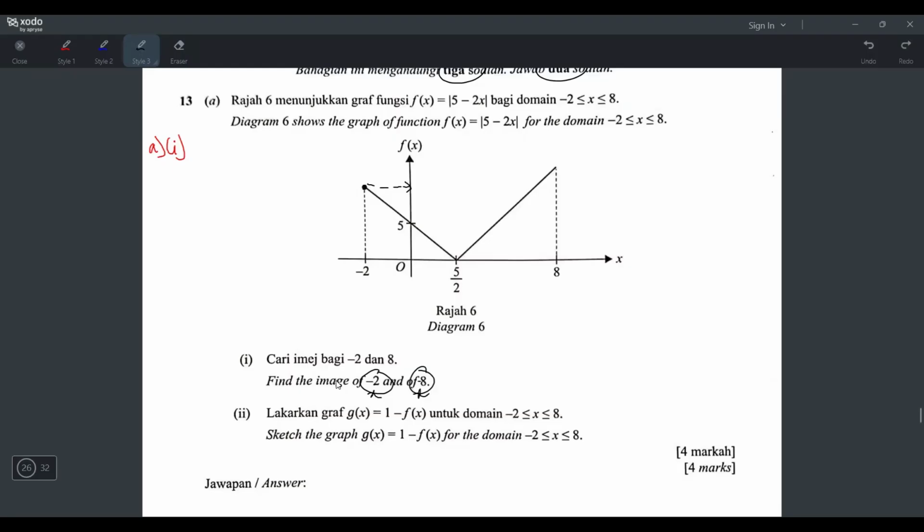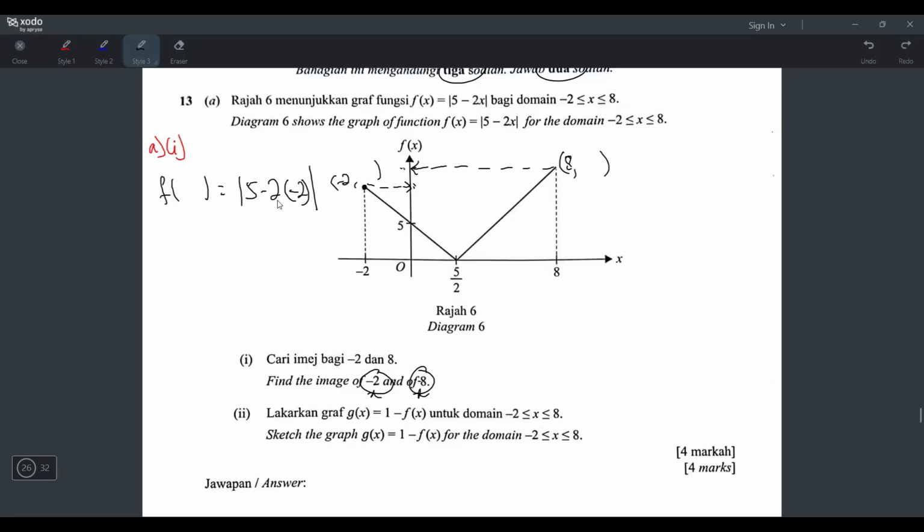And when you are finding image of 8, you are actually finding the y coordinate when x equals 8. You are finding this. Okay, so I already know this point, the x coordinate is 8. This point the x coordinate -2, but the y coordinate I don't know. And how you find it? You just sub the x inside here lah. Just sub the x inside this function. Then you can get the y coordinate already. So how do you do it? f(x) equals to modulus 5 minus 2, for the x, I'll open bracket. And then for the x, I sub with the -2.